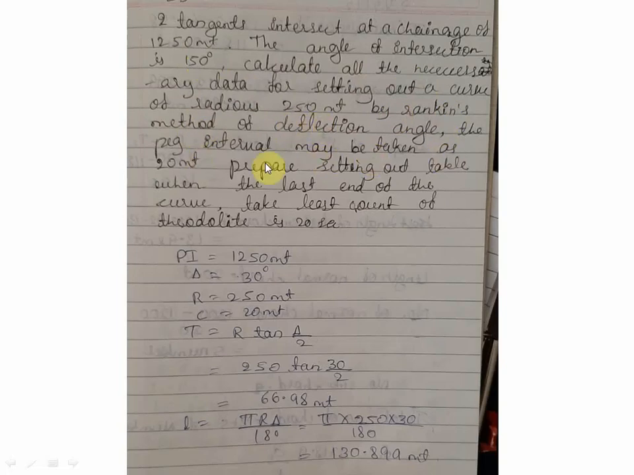The peg interval may be taken as 20 meter, that is nothing but all the normal chords' length is 20 meter. Prepare a setting out table. Take the least count of the instrument as 20 seconds. So we have to prepare the table at the last.